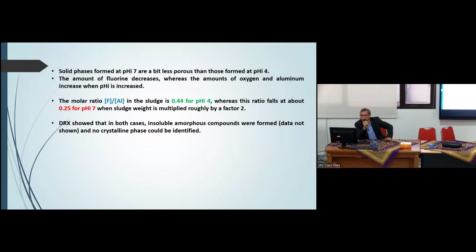So the conclusion: the solid phases formed at pH 7 are a bit less porous than those formed at pH 4, when analyzing the SEM photos. The amount of fluorine decreases, whereas the amount of oxygen and aluminum increases when pH is increased. The molar ratio in the sludge is 0.44 for pH 4, whereas this ratio falls to about 0.25 when the sludge weight is multiplied by 2. XRD showed that in both cases, insoluble amorphous compounds were formed. It is an amorphous form.